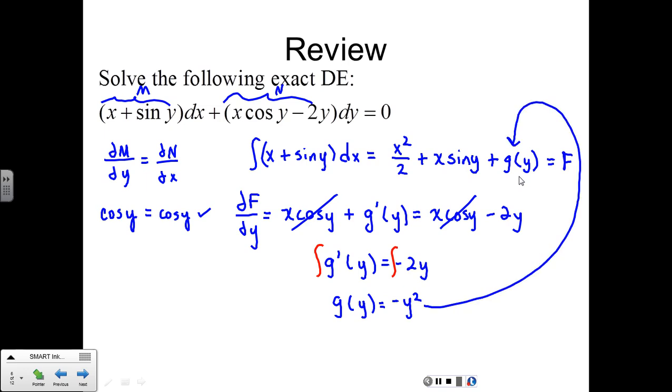Take that where? You can plug it back in right there. So my solution, this is a general solution, would be 1/2 x squared plus x sine of y minus y squared equal to some arbitrary constant.